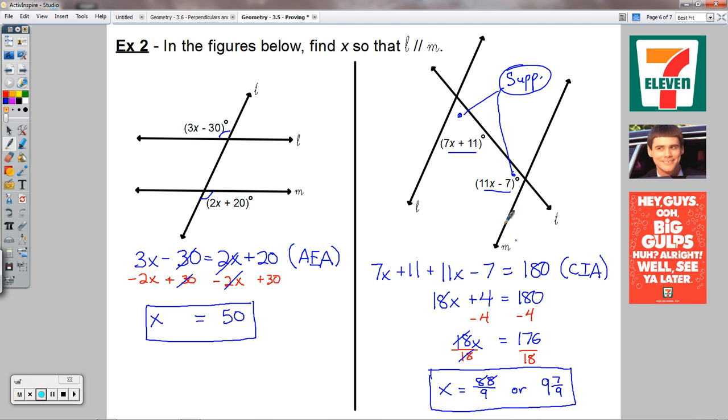If you plug those back in and you work it out, this plus this would end up being 180, a way to check your answer. So this being the case, these two adding to 180 based on this x value would mean that these two lines would have to be parallel if x was equal to this, what we see down here.